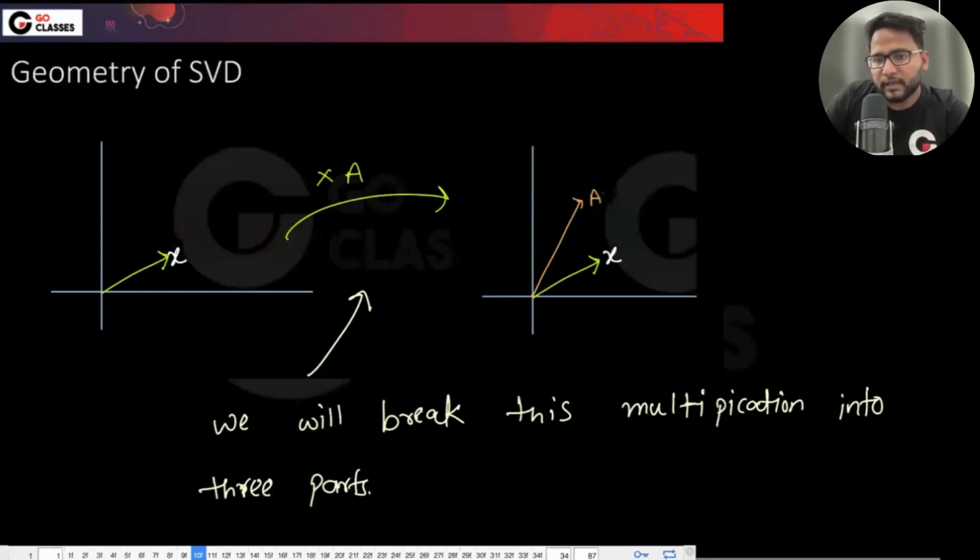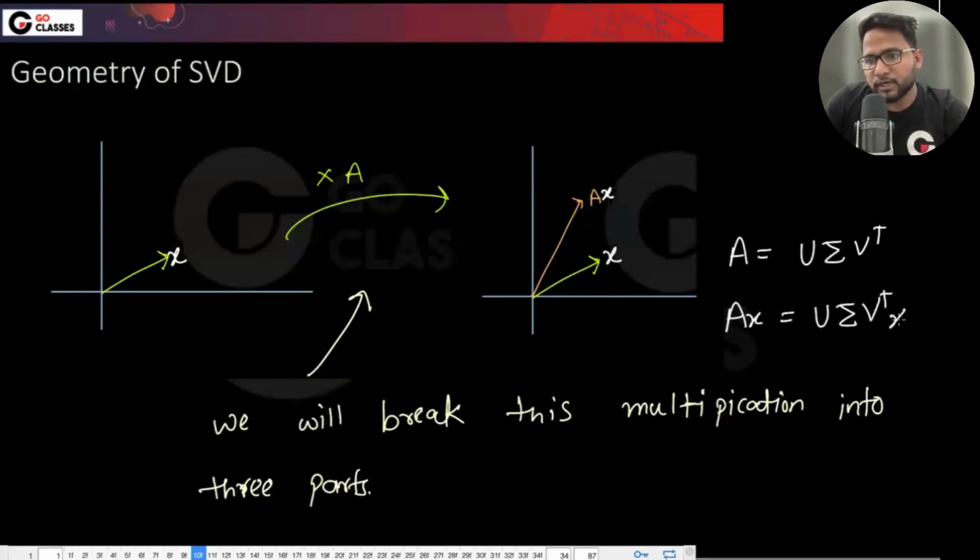Because what is A? As you know, A is U sigma V transpose. So AX is nothing but U sigma V transpose into X, right? So the first matrix that I will multiply is V transpose, then I will multiply by sigma, then I will multiply by U. Is this okay to everyone? Anyway, this U and V transpose, both are orthonormal matrices that you know, right?